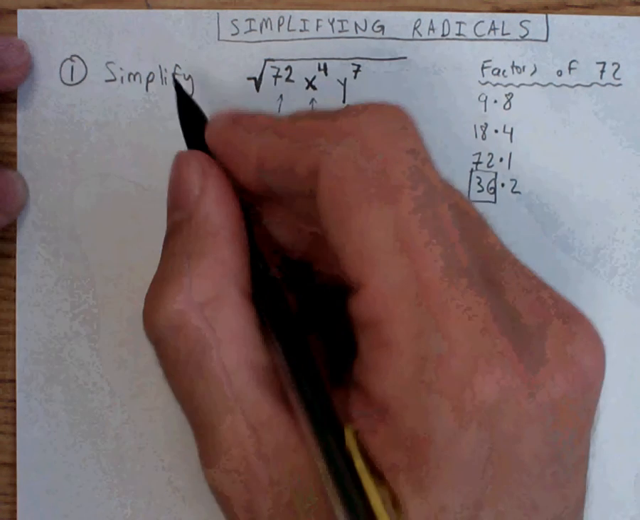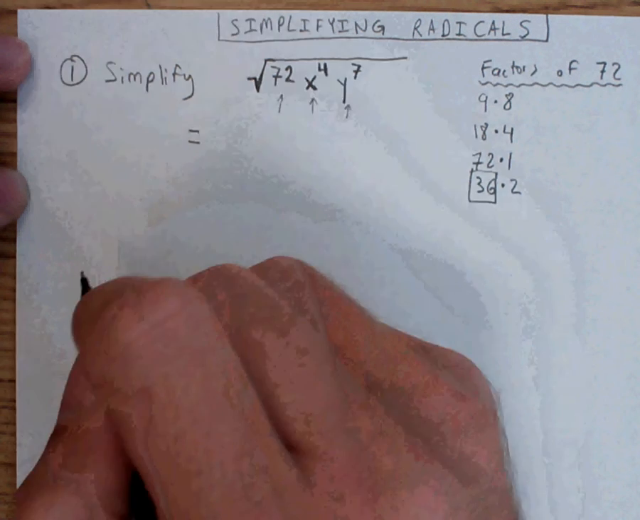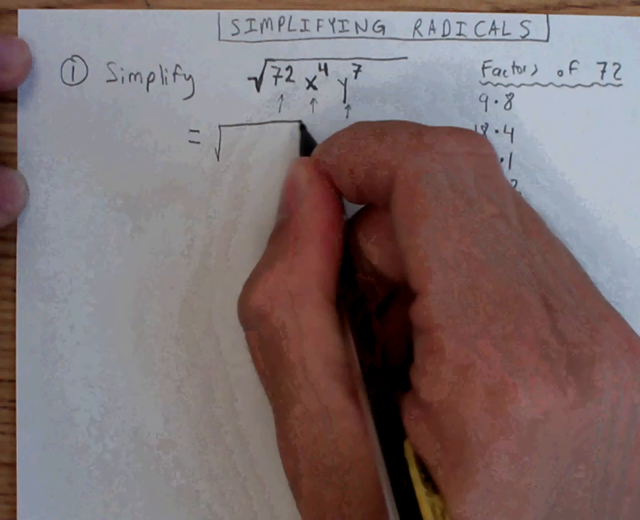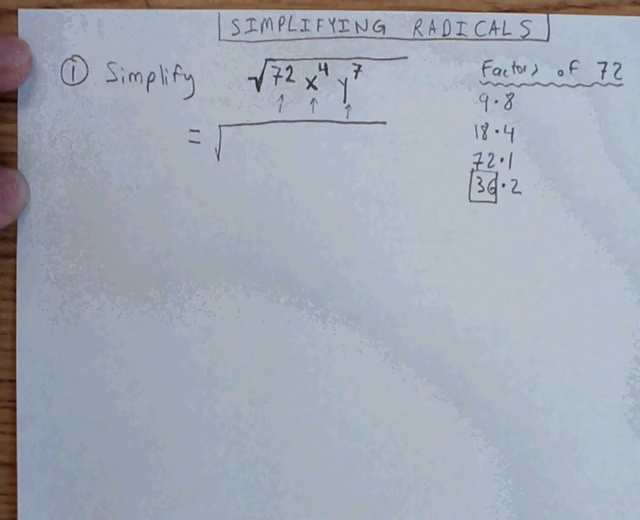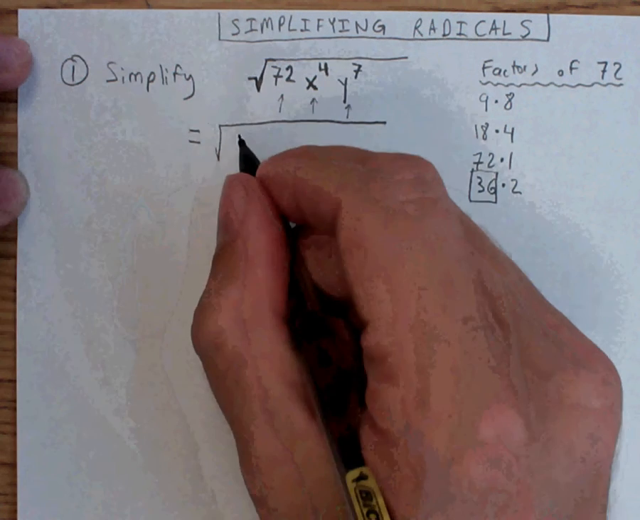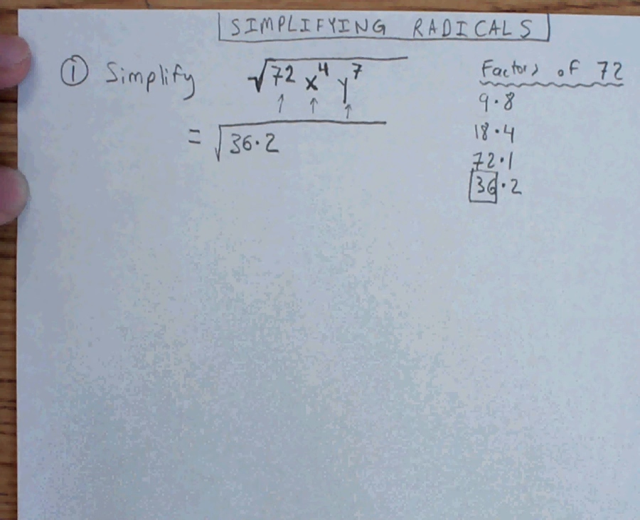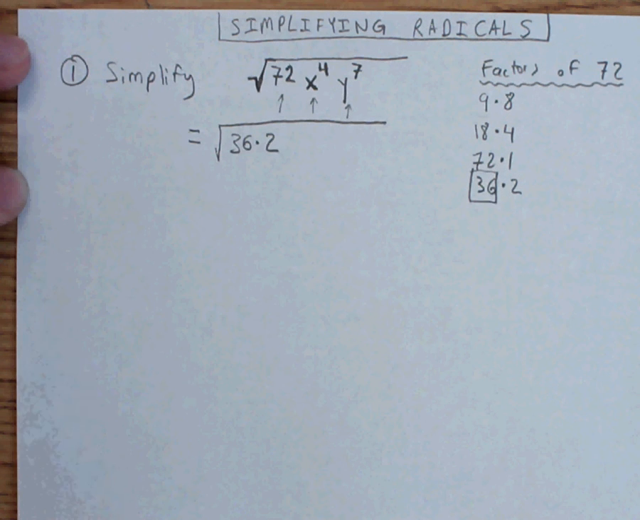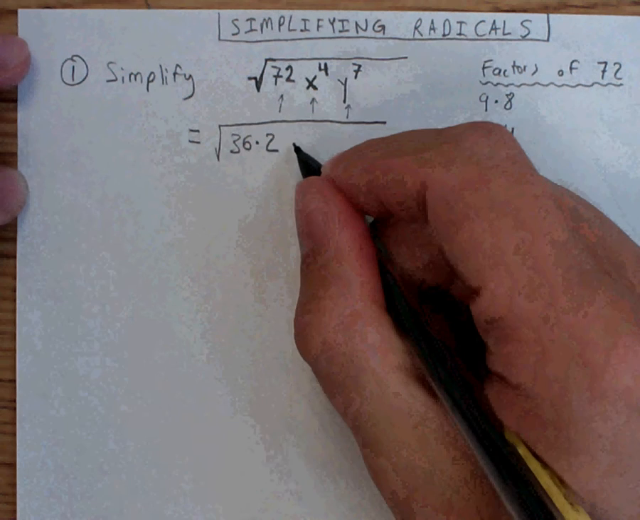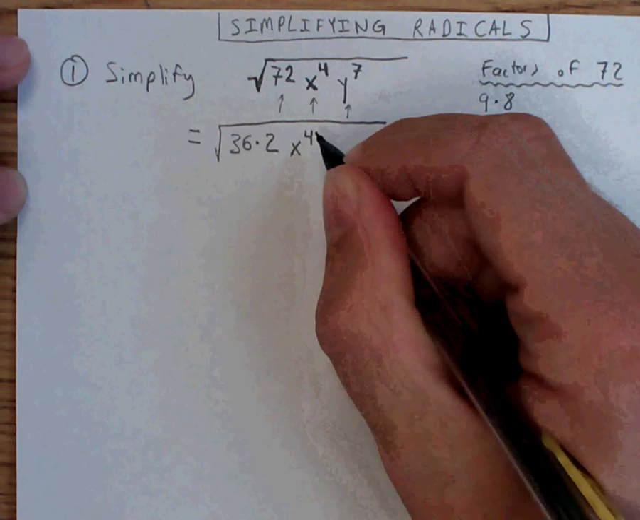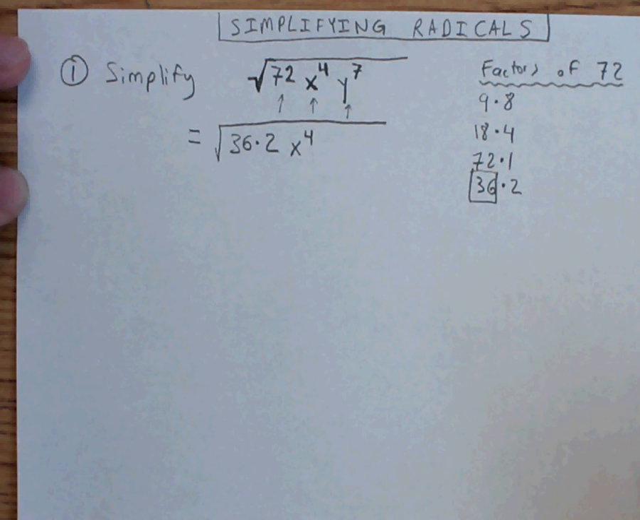Okay, so this equals, now I'm going to rewrite my square root symbol, 36 times 2, right? Because that's just 72 factored. Then we're going to copy down x to the fourth again, because that's already a perfect square.